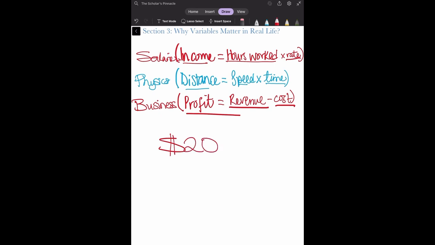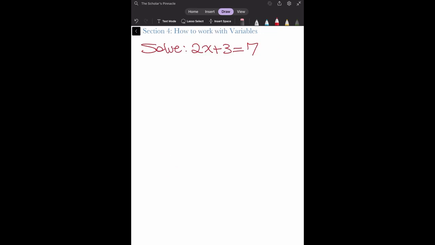Other real life examples can be if a gym charges, let's say, $20, 20 pounds, however much where you are, per class, right? You can write the cost of the class as 20C, where C is the number of classes, and that would tell you how much you're going to pay in total.